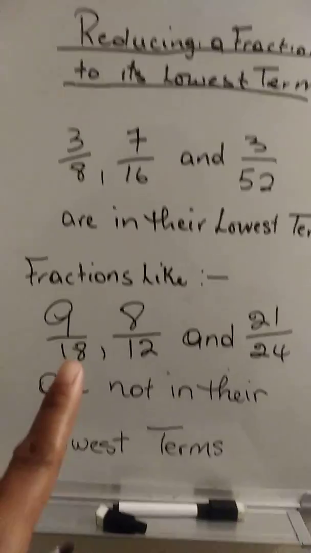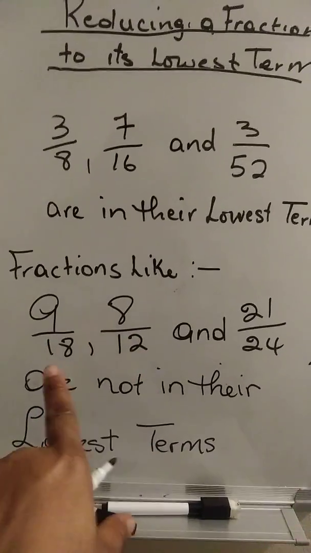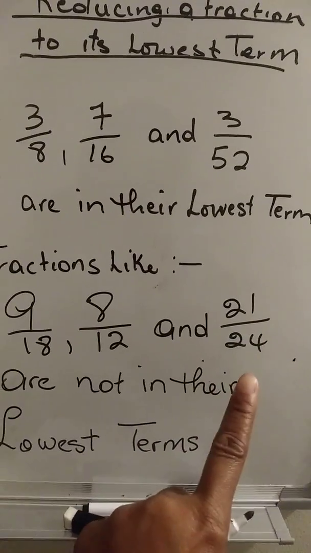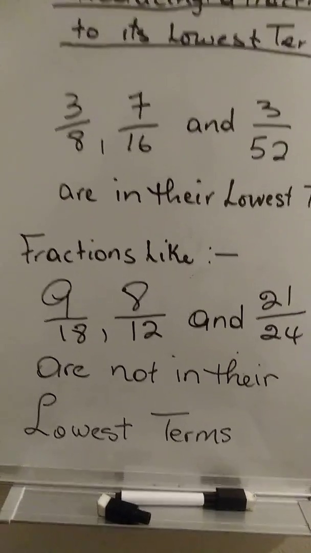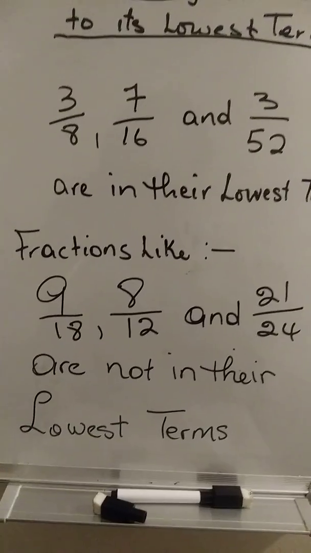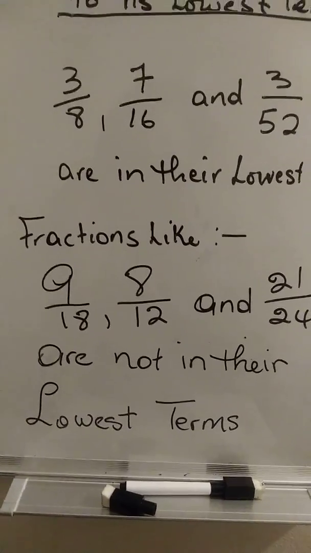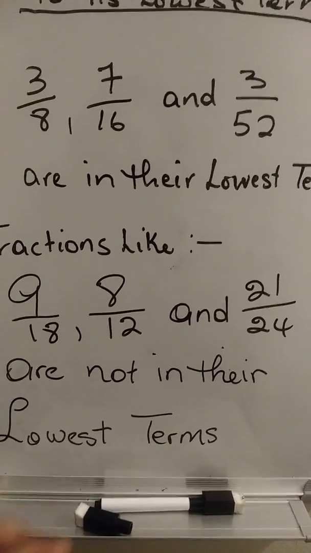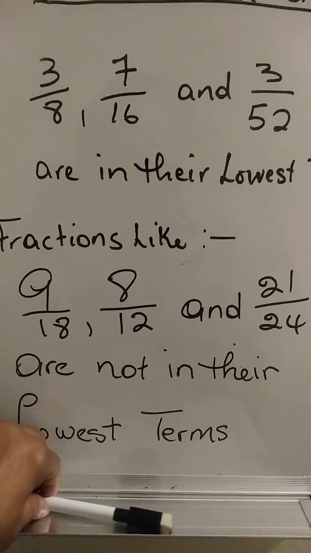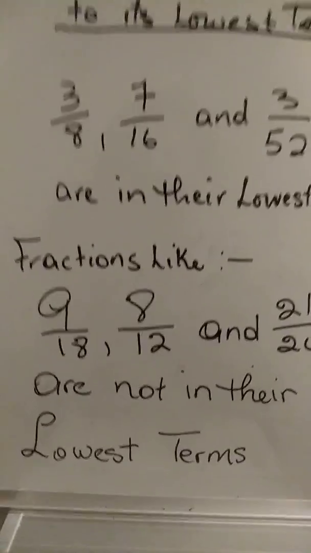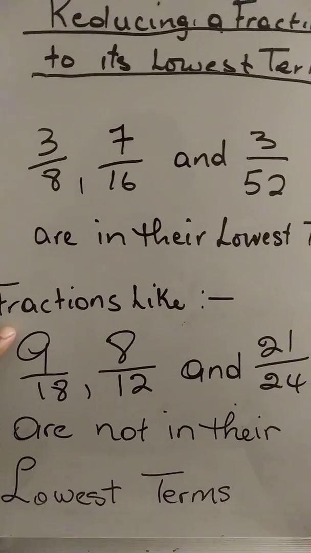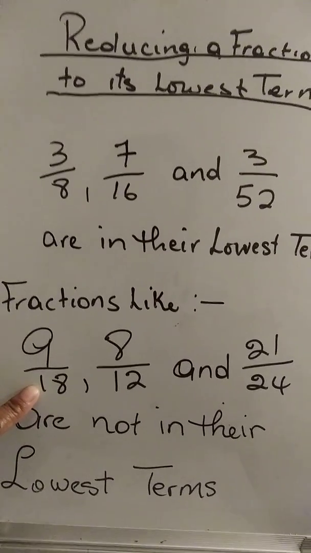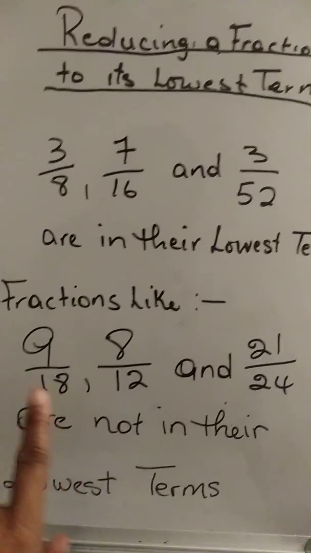Fractions like these, 9 over 18, 8 over 12, and 21 over 24, are not in their lowest terms. Why? Because we can find numbers that can go into both the numerator and the denominator of all 3 fractions.